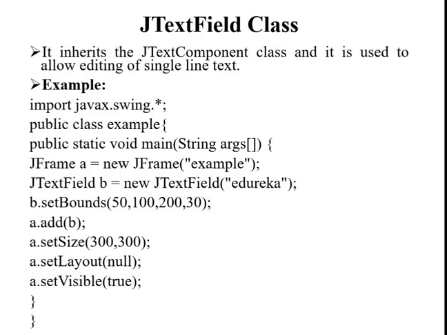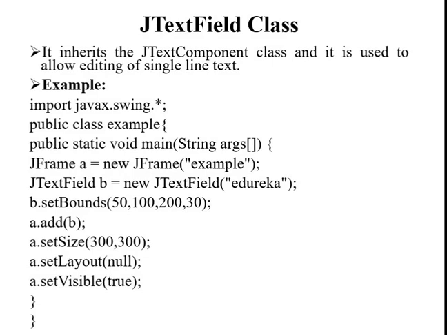Then next component is the JPanel class. It inherits the JComponent class and provides the space for an application which can attach any other component. Let us consider the example that represents how we can use the JPanel class.